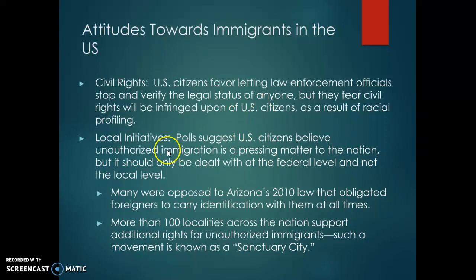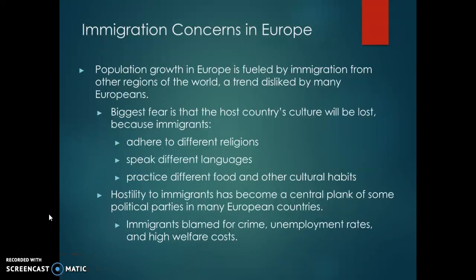Okay. Local initiatives. People believe in the United States, based on this poll, that unauthorized immigration is a very big issue in our country, and it is. If you just watch the news, you guys will see a lot of it. But it should be dealt with on a federal level, not a local level. A lot of people believe that there should be sanctuary cities. Moving on to the next slide.